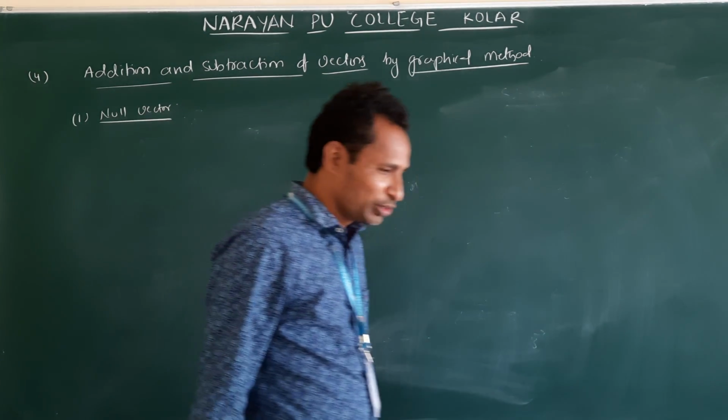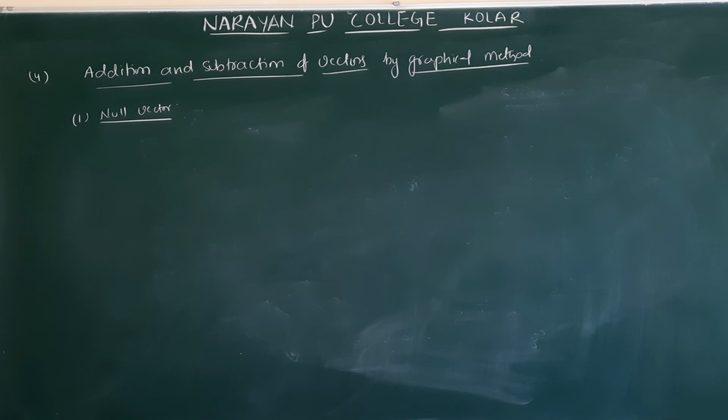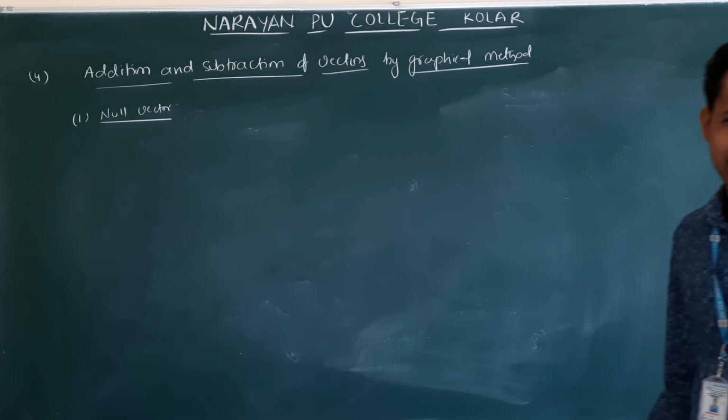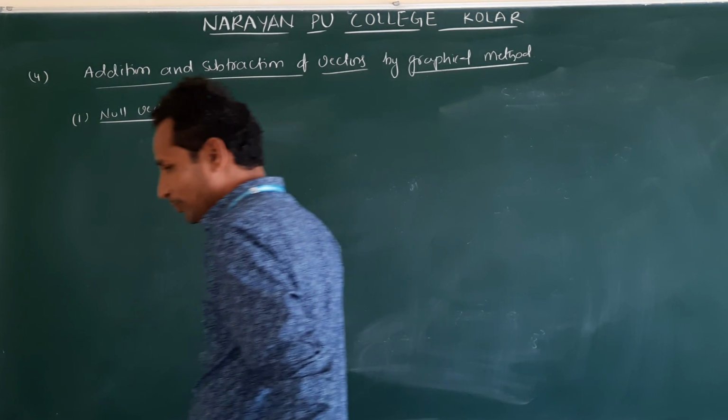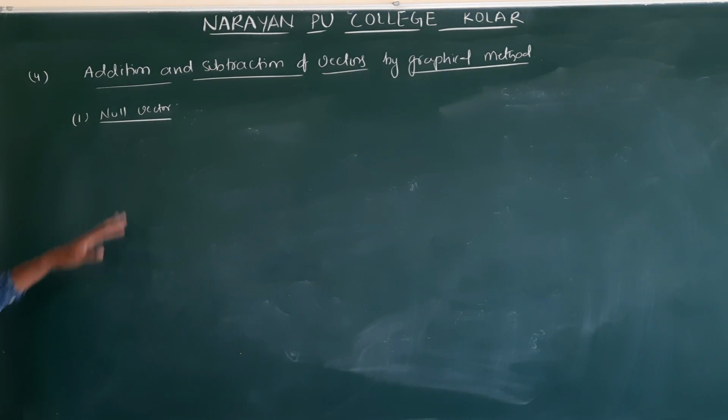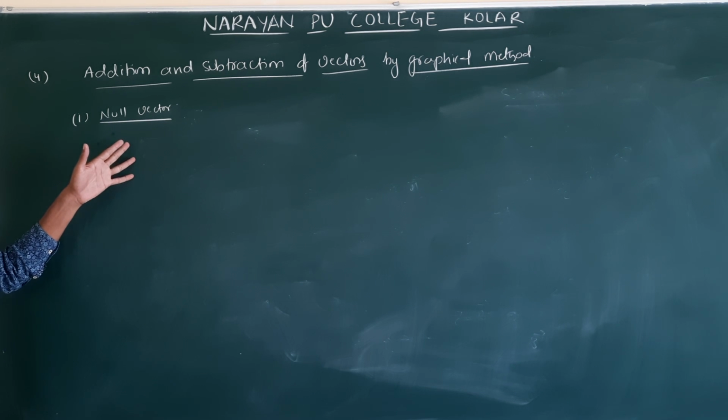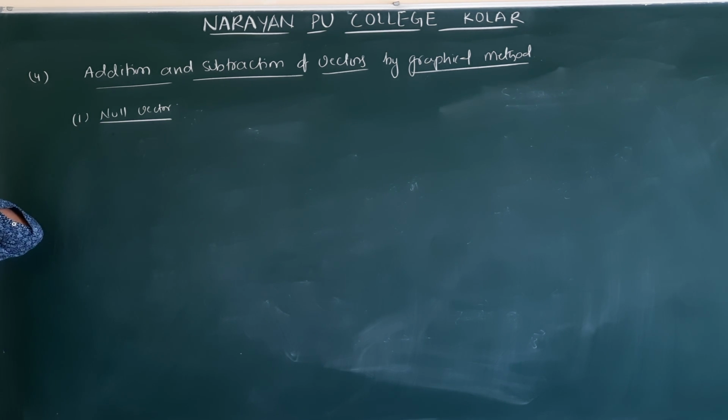Null vector, null means what? Nothing. It means the magnitude of the vector is 0, but the direction we cannot specify. It's very interesting. All vectors have magnitude and direction, but for this vector, the magnitude is 0 and the direction we cannot specify. Clear?